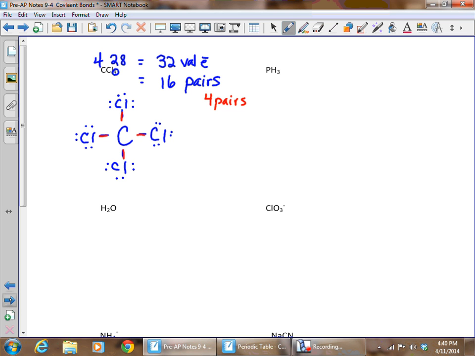Once again, we're going to add up the valence electrons. If we look up phosphorus on the chart, phosphorus up at the top is 5A. That means it has 5 valence electrons. Each of the hydrogens has 1, but there are 3 hydrogens in that compound, so that's going to give us another 3 valence electrons. So we've got a total of 8 valence electrons, or remember, easier to talk about in terms of pairs. So 4 pairs of electrons that we want to account for.